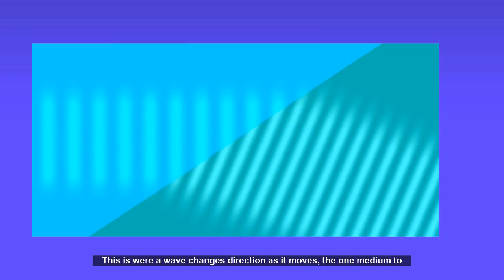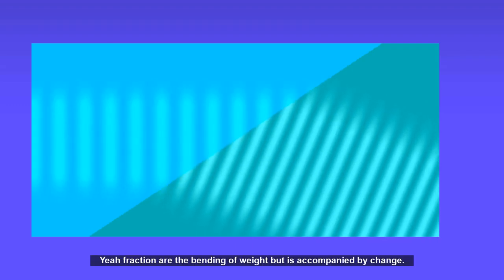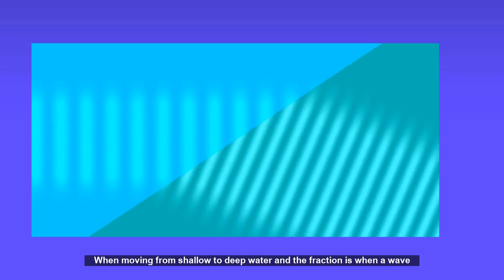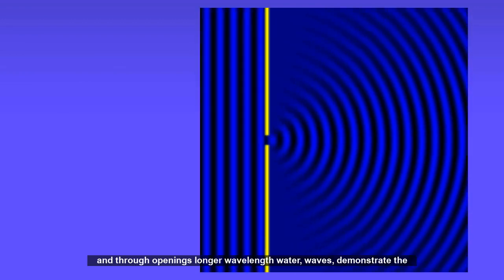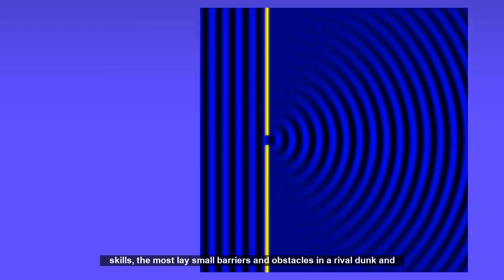In refraction, a wave changes direction as it moves from one medium to another, which is of a different density. Refraction, or the bending of wave paths, is accompanied by a change in speed. Diffraction is when a wave moves through a gap. Waves of water can go around corners, around barriers, and through openings. Longer wavelength water waves demonstrate these abilities the most. Place small barriers and obstacles in a ripple tank and observe the path of the water waves as they encounter the obstacle to illustrate diffraction.